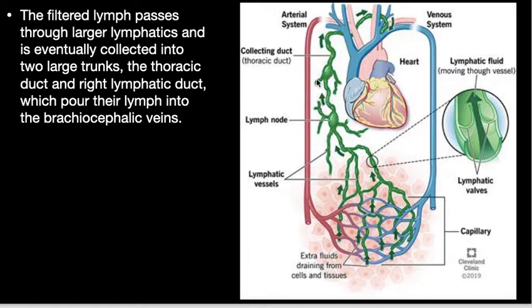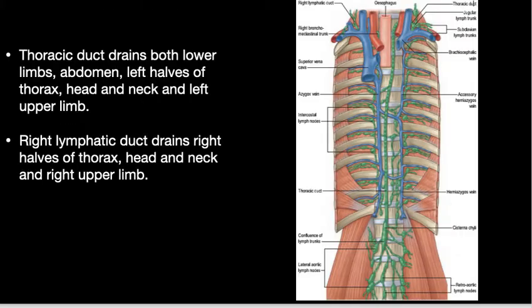passes through larger lymphatics and eventually collects into two major trunks, that is the thoracic duct and the right lymphatic duct, which pour their lymph into the brachiocephalic veins. Now, this is your thoracic duct over here, right? The thoracic duct drains both the lower limbs, the abdomen, the left half of the thorax, head and neck, and the left upper limb. Whereas the right lymphatic duct drains the right half of the thorax, head and neck, and the right upper limb.